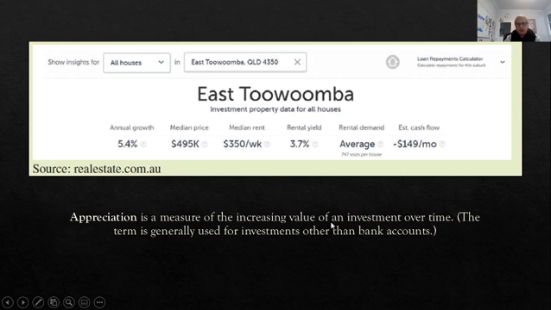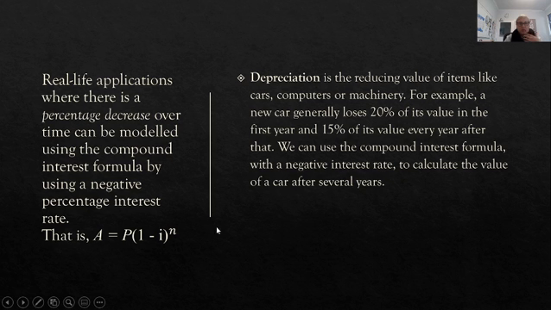Appreciation is a measure of the increasing value of an investment over time. It's generally used for investments other than bank accounts. So it would be things like your rent has gone up, so therefore you get more money, therefore your investment goes up. Maybe the value of your house has gone up. That's called appreciation.